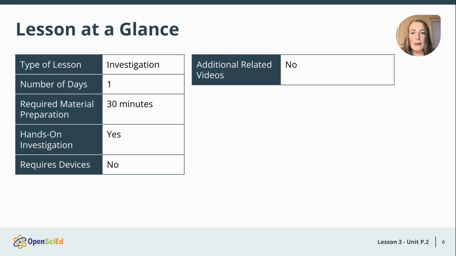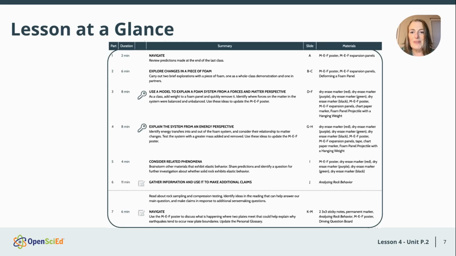This one-day lesson helps us develop the matter-energy-force framework to include energy that can be stored in and transferred into or out of matter. Even though it is labeled as an investigation, it is in the form of watching a teacher demonstration. There is no hands-on activity here. There is also a reading about forces on matter that helps bridge to the next lesson.